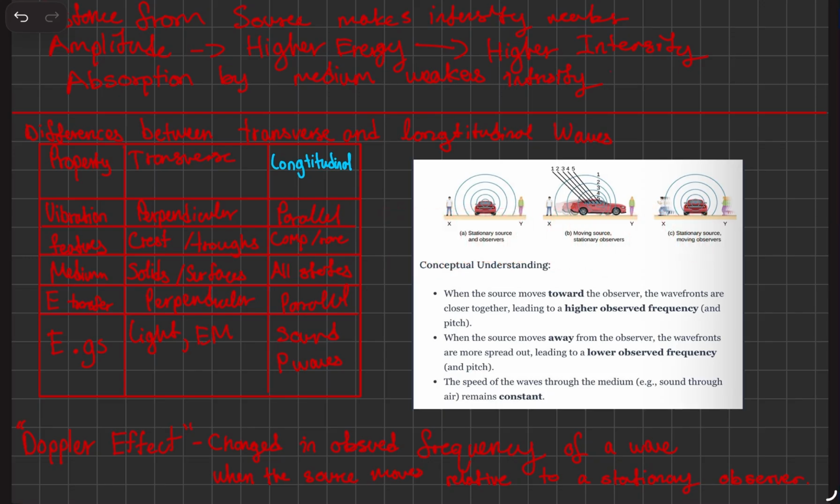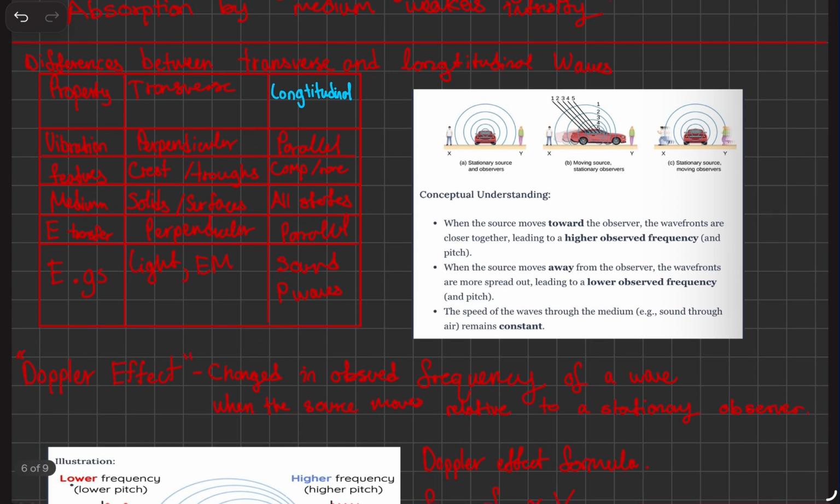So there are some other differences in the medium that they travel through as well. Transverse waves are limited to basically traveling through solids and the surfaces of fluids. The ripple tank is an example of it, but they cannot travel in a fluid itself, whereas longitudinal waves can travel in all the states.